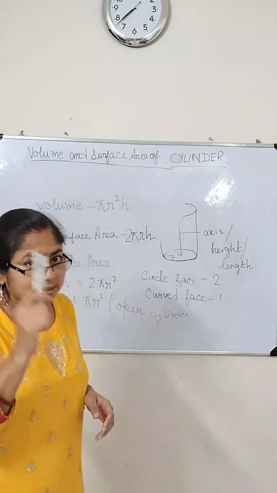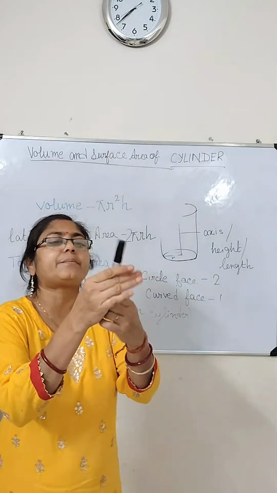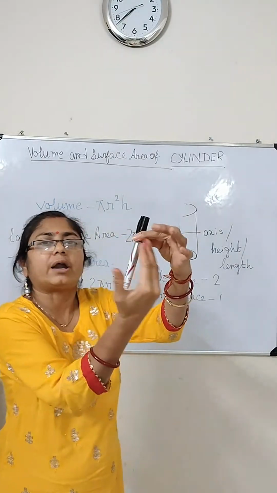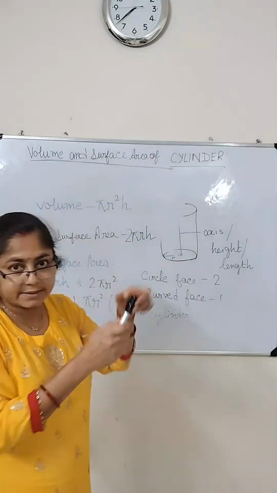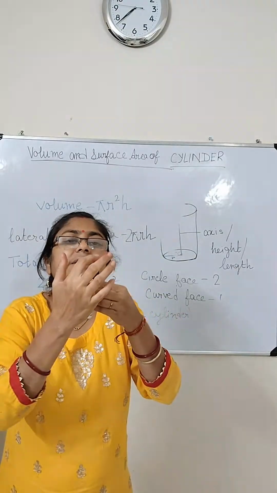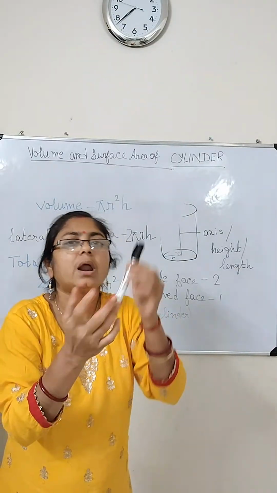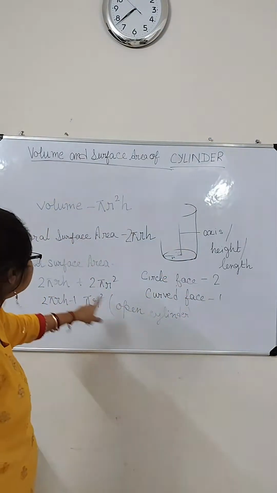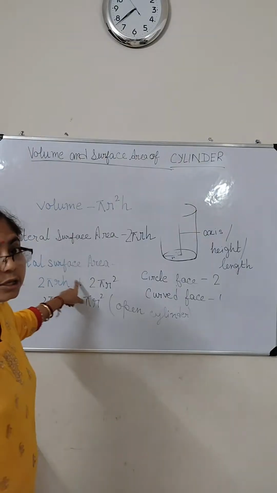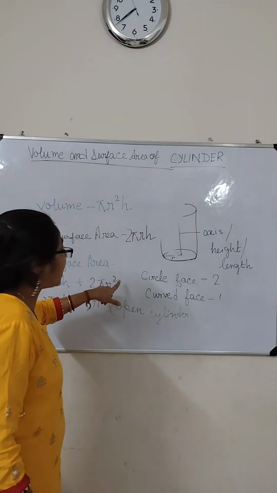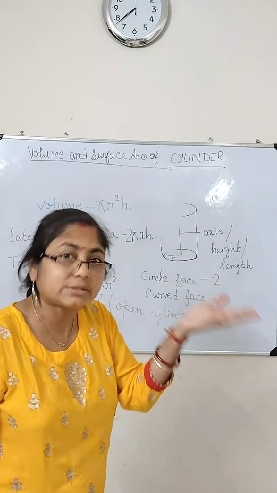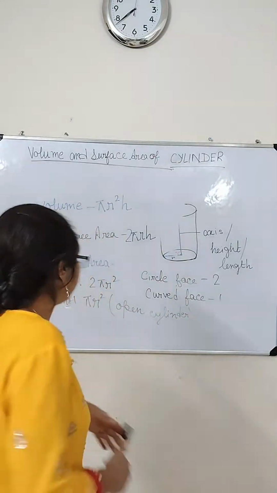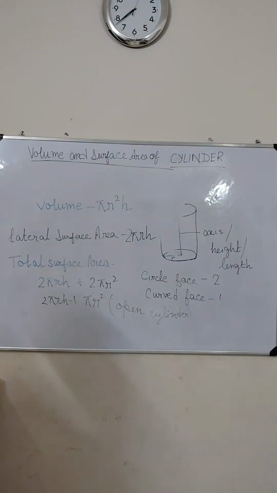TSA means total surface area. Total surface area means the outer cover, the lateral surface area 2πrh, and this one circle πr² plus this circle πr², that is 2πr². For that reason I write 2πrh plus 2πr². You can take common factors and you can write this way. No problem. You can write in this way also.